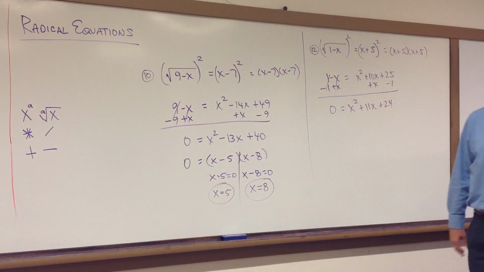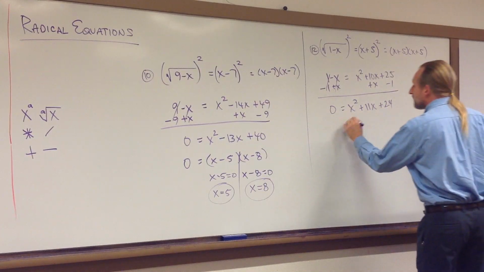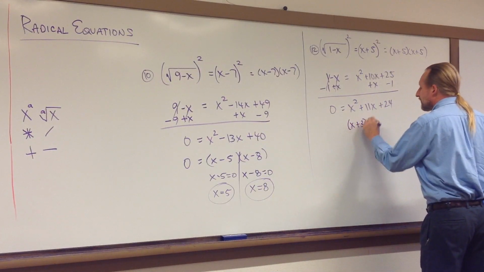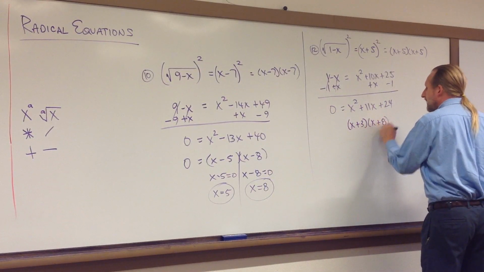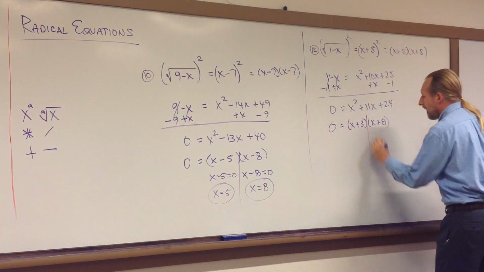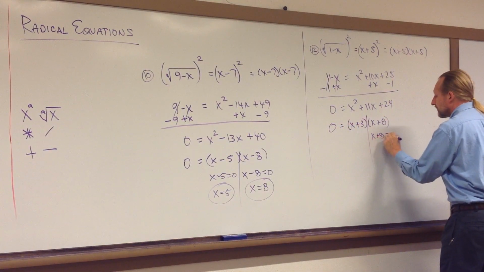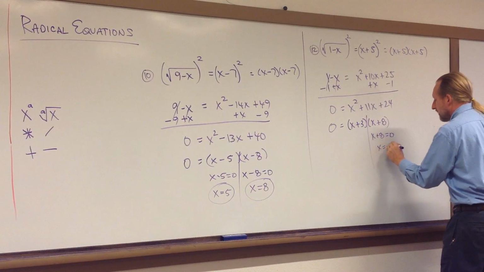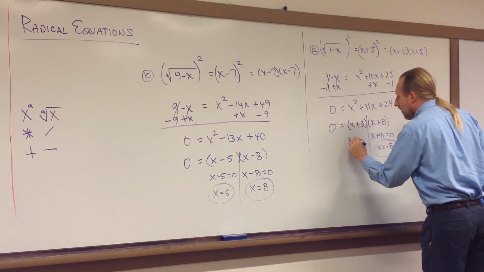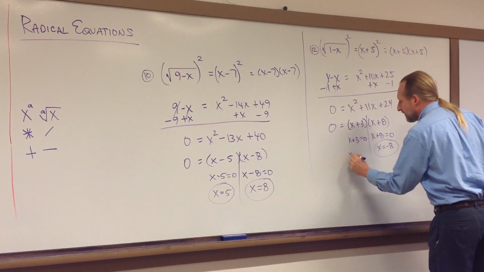And this one also factors pretty simply too, right? This is x plus 3 times x plus 8. And so now we get solutions here. X could be negative 8, or x could be negative 3.